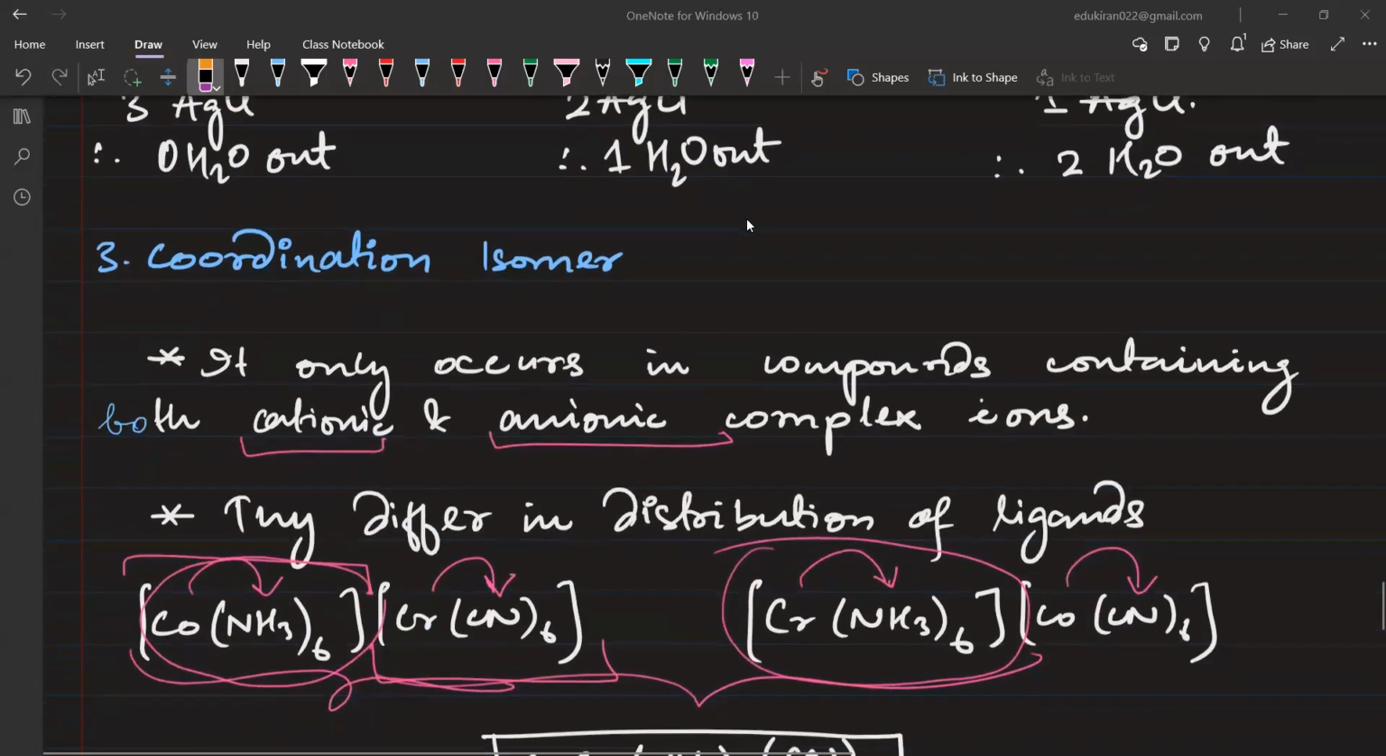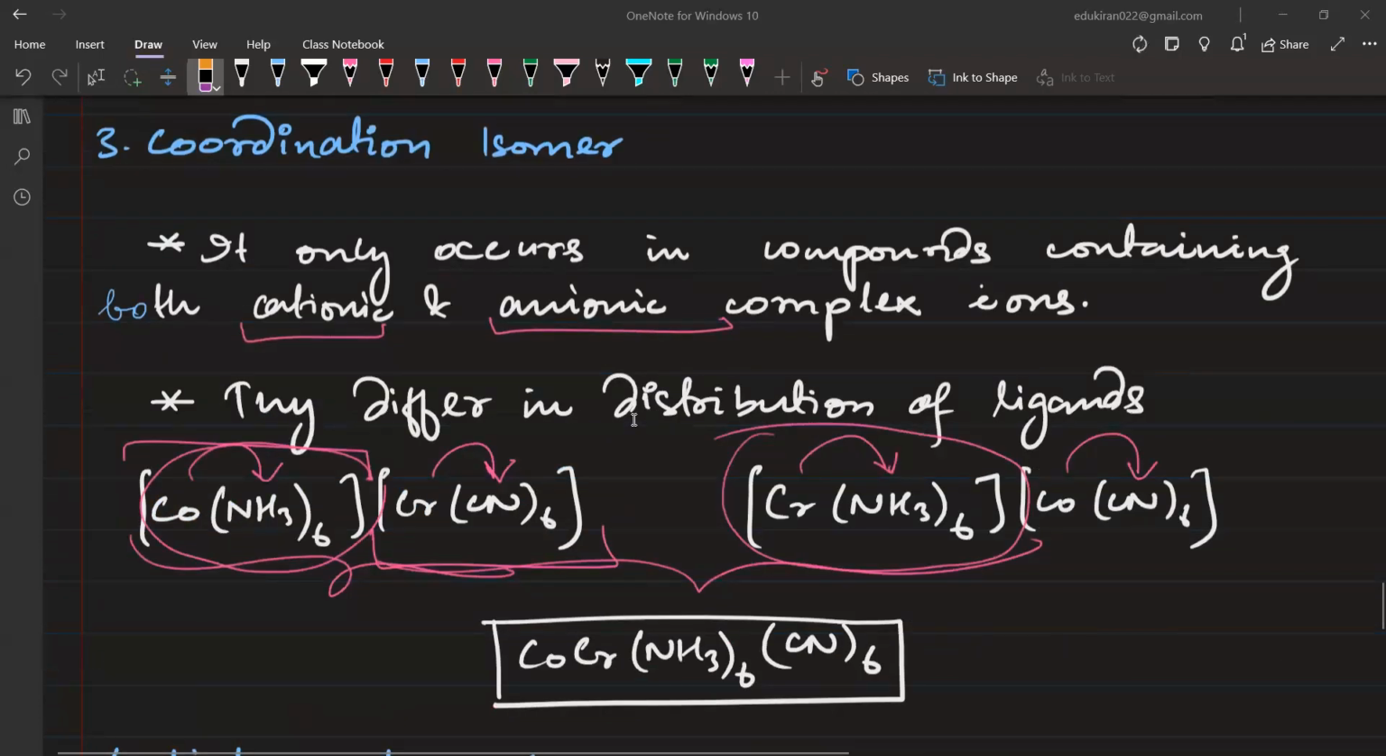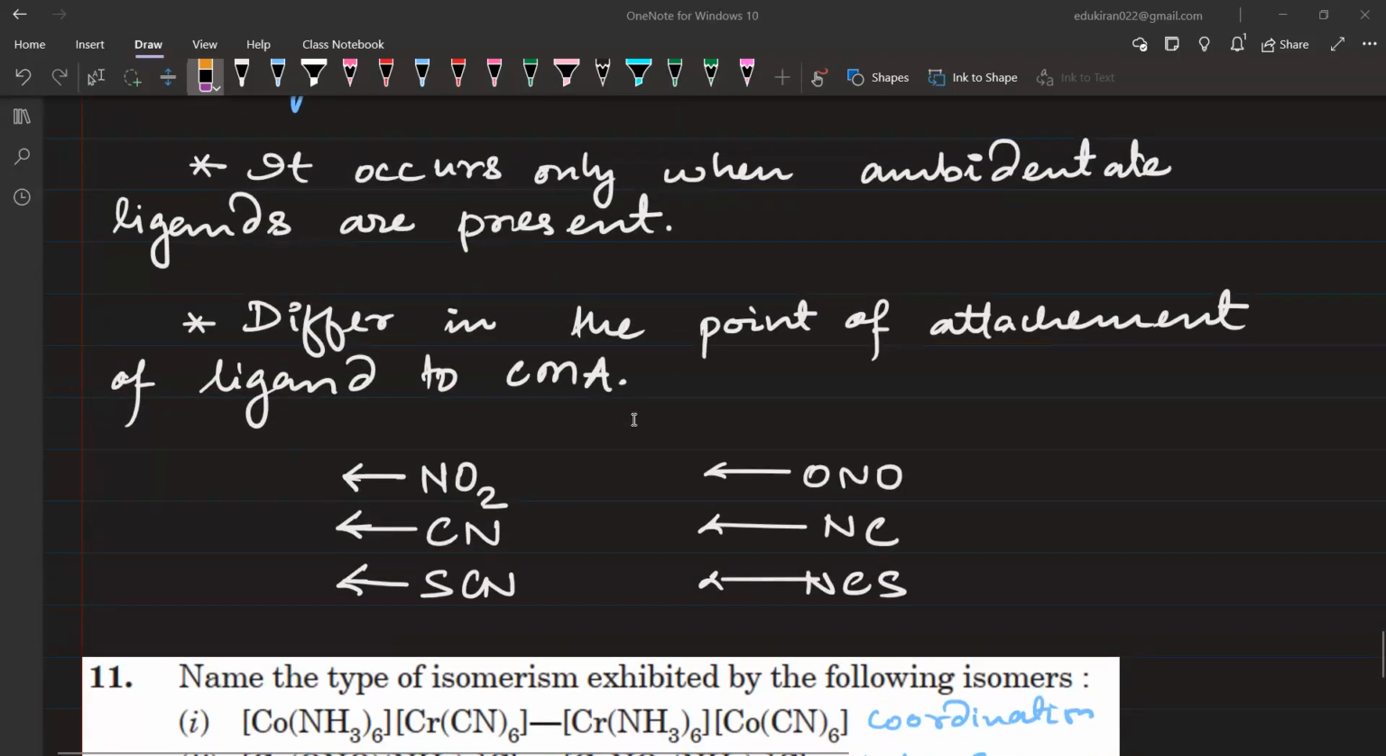In ionization isomers, the specificity is that ionization isomerism is happening because of in and out of water molecule. In coordination isomerism, it is happening because of the exchange of ligands, and in linkage isomer, it is because of the different point of attachment of ligand to the central metal atom.